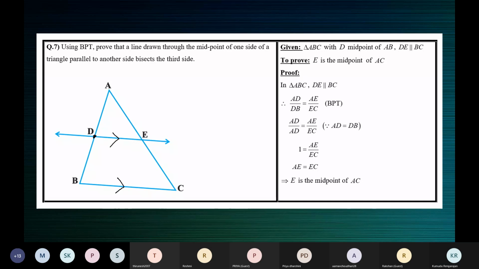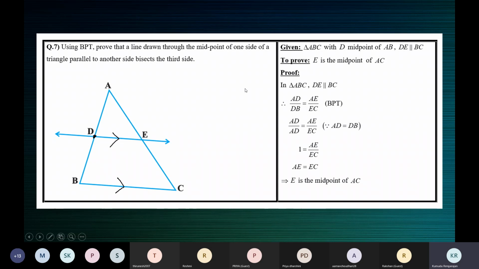We have taken up a triangle ABC in which D is the midpoint of AB. You can also say E is the midpoint of AC. ED is parallel to BC. You can see the diagram, the way you name it, and the midpoint of which side is known, all that is your choice.